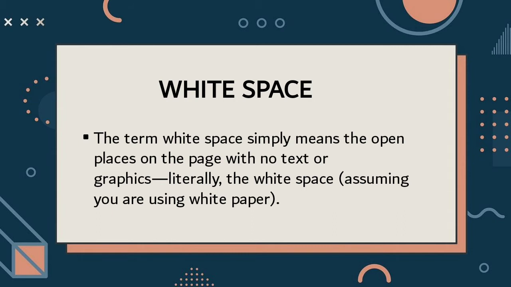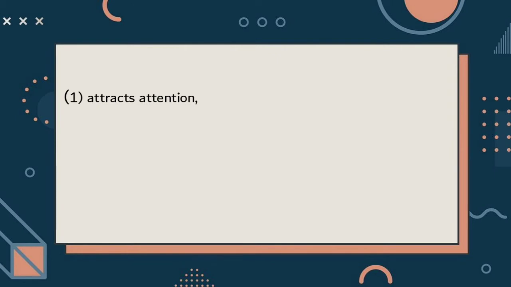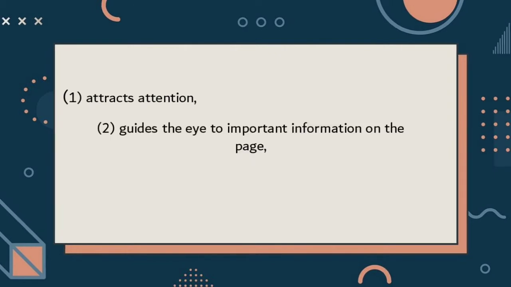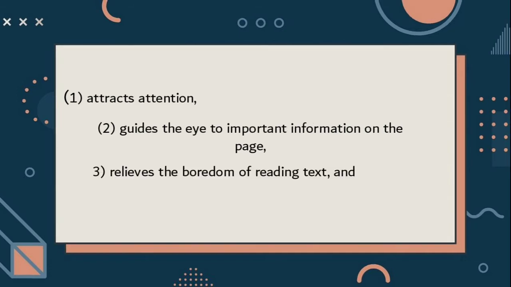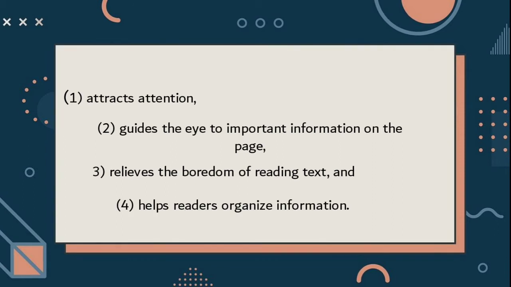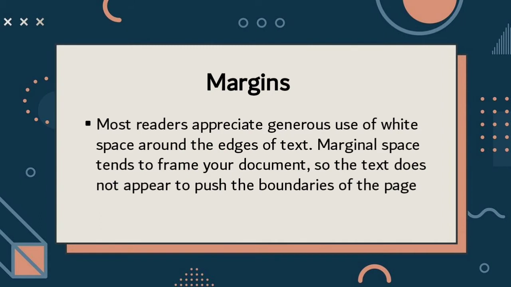You should use white space in a way that first attracts attention, second guides the eye to important information on the page, relieves the boredom of reading text, and helps readers organize information. So here are some opportunities for using white space effectively. First, margins. Most readers appreciate generous use of white space around the edges of text. Marginal space tends to frame your document so the text does not appear to push the boundaries of the page.